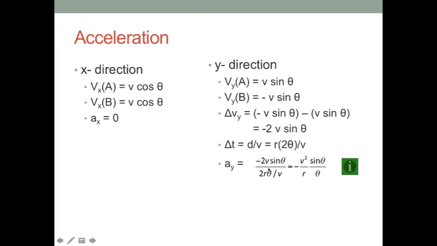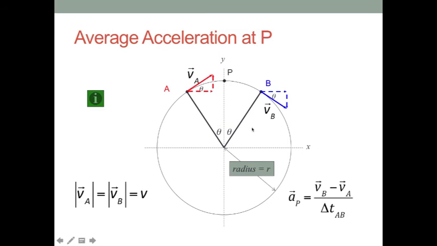And we're just going to simplify that. We take the minus sign out. We've got a v and a v here. We collect them together. It's v squared divided by r. The 2's cancel out. And then right here we have the sine theta divided by theta. And we're almost done. What we now want to do is let theta become very small. So basically we want point A to be right before point P and point B to be right afterwards, which means theta will be arbitrarily small.